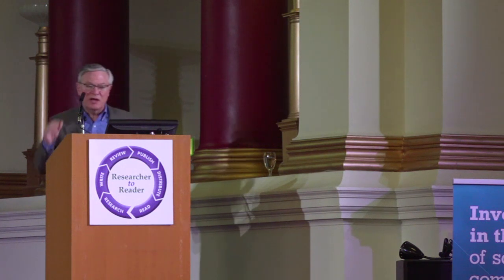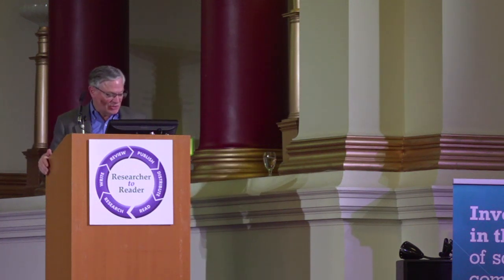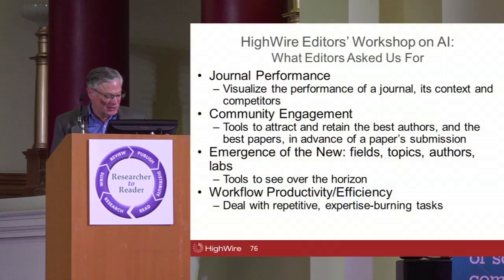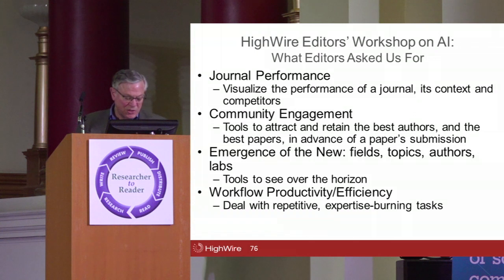And this is what I summarize the 2 days of meetings as telling us. Broken it out into 4 key areas. First, editors wanted to understand how their journals were performing, relative to the goals that they were setting, particularly for subject coverage, but also relative to other journals that were in the same subject market.